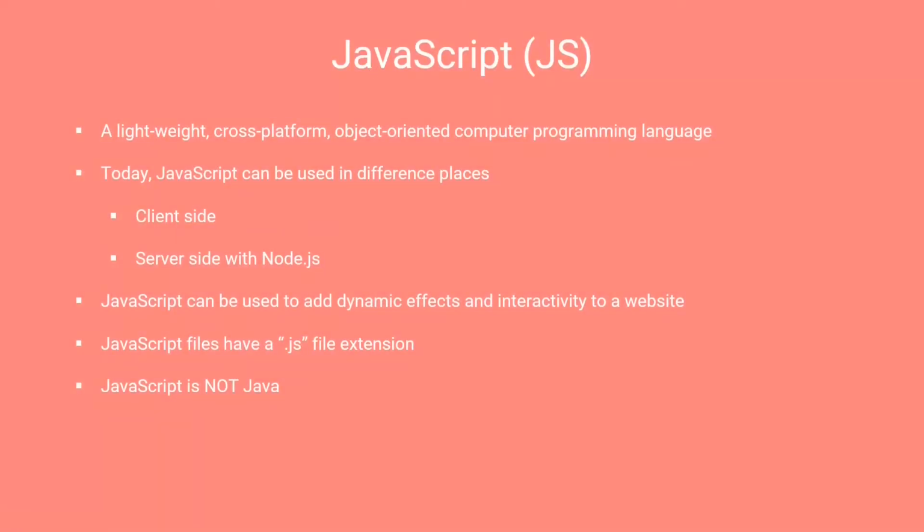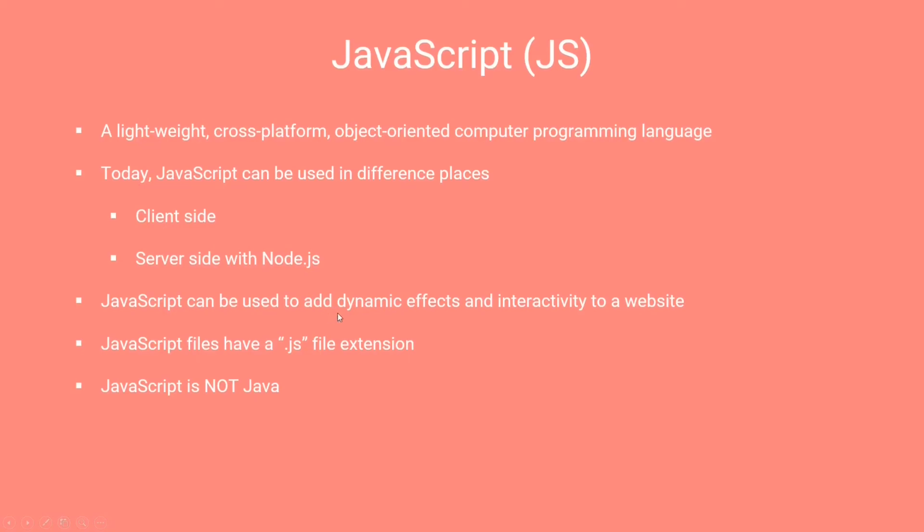So what is JavaScript? JavaScript is a lightweight, cross-platform, object-oriented computer programming language. And today you can use JavaScript in different places. Client side, server side with Node.js. We'll be talking about the client side during this tutorial.